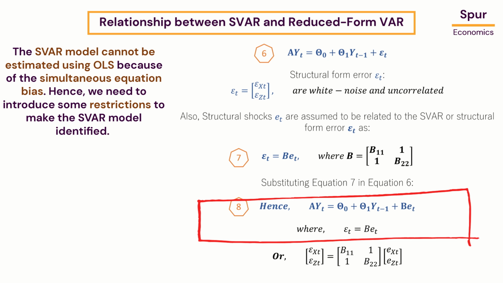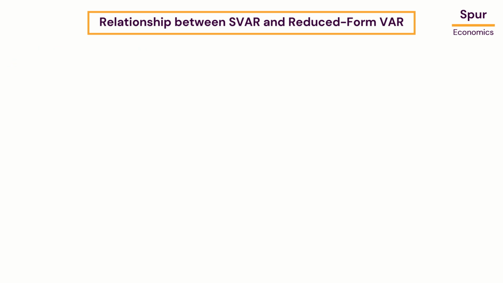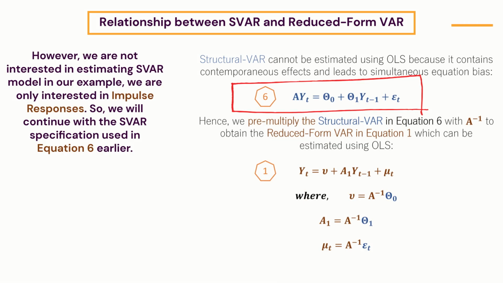The SVAR model cannot be estimated using OLS because of the simultaneous equation bias. Hence, we need to introduce some restrictions to make the SVAR model identified. This specification in equation 8 is used when estimating SVAR models because we can choose to introduce restrictions in matrix A and in matrix B. However, we are not interested in estimating the SVAR model in our example, we are only interested in impulse responses.